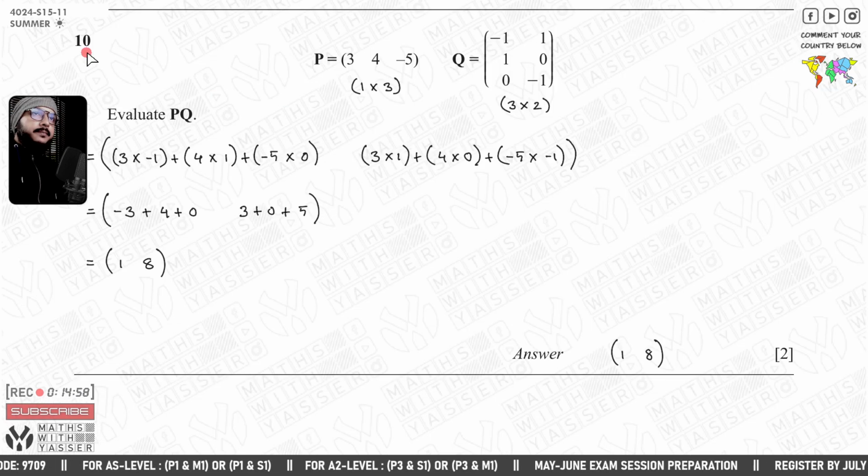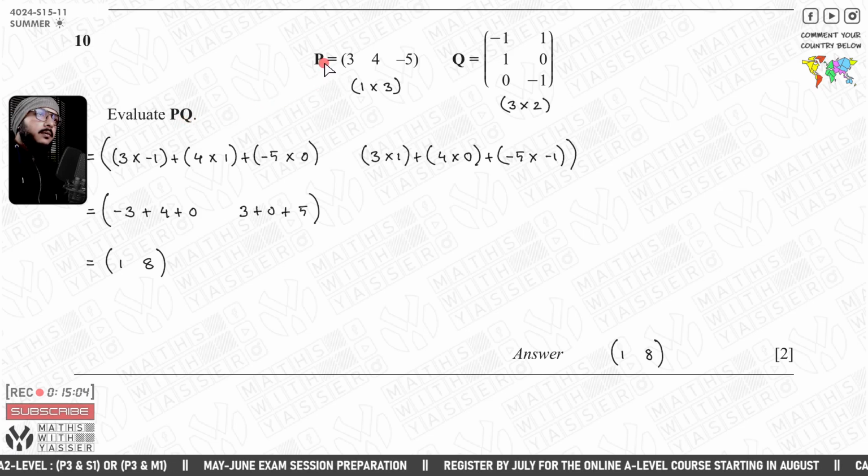Question number 10. We need to evaluate PQ, and the matrices P and Q are provided. Before we even start solving this sum, let's understand the dimensions of P and Q. There is one row and three columns, so it is a 1 by 3 matrix. And this one has three rows and two columns, so it's a 3 by 2 matrix.